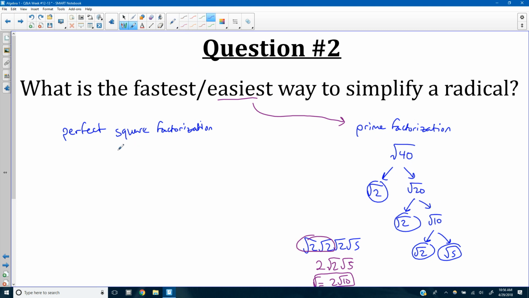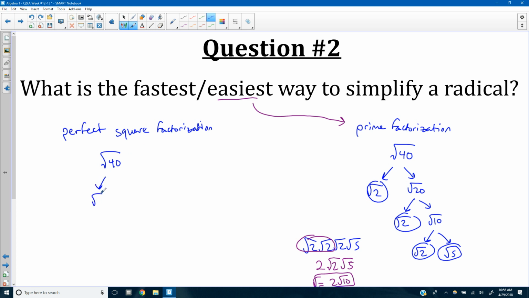Perfect square factorization is just factoring perfect squares out of values. So if I take the square root of 40, I ask what perfect square values can divide out of there, and I seek those immediately. So for instance, 4 can divide out of 40, and 4 is a perfect square, and in fact, it's the largest perfect square.